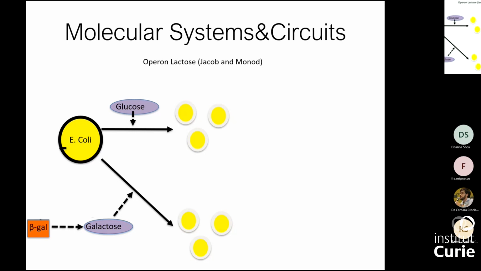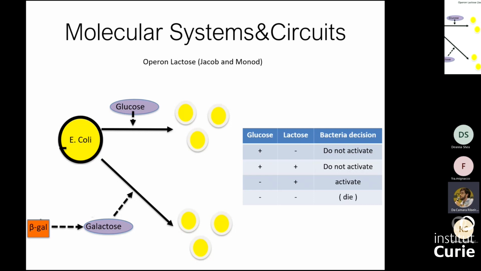But the bacteria prefer glucose because it's more simple to digest. It's relatively simple to integrate into its metabolism. Galactose is a bit more complex. It requires a pre-processing step done by an enzyme called beta galactosidase.